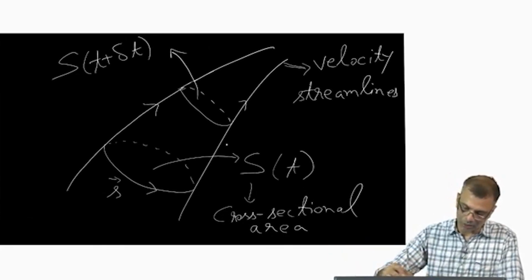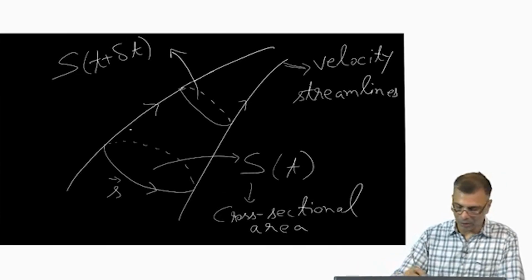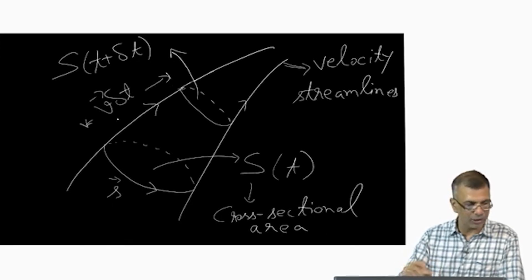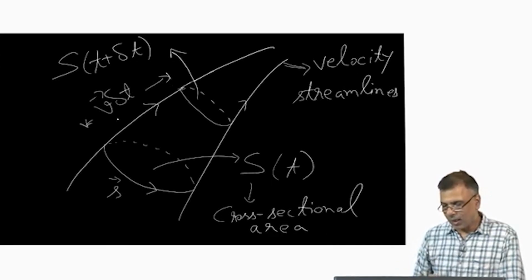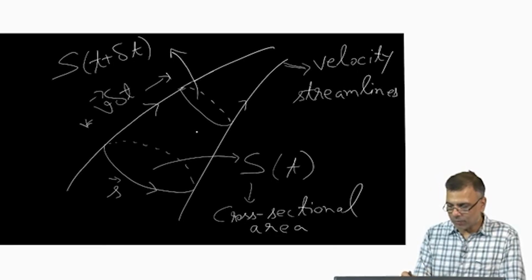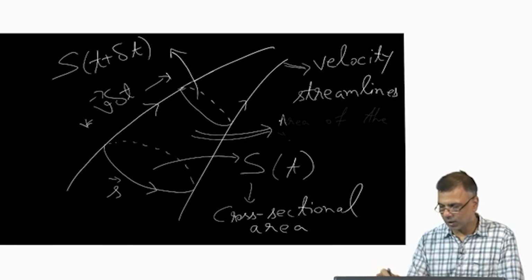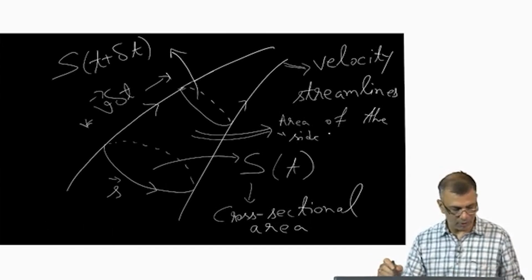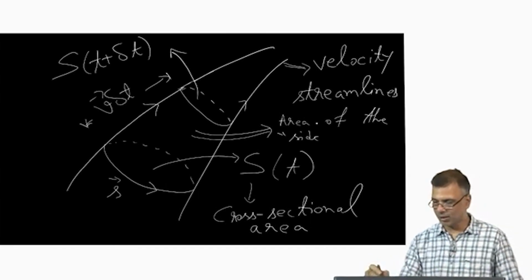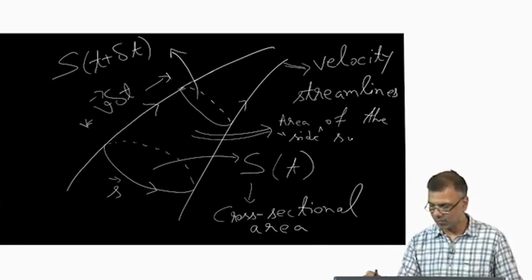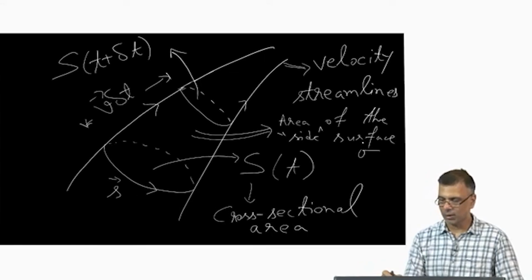So the difference here would be v delta t. That would be this length. That would be this length. Okay. And I call the area of the side surface, in other words the area of the cylinder, the side, I call it sigma. Okay.